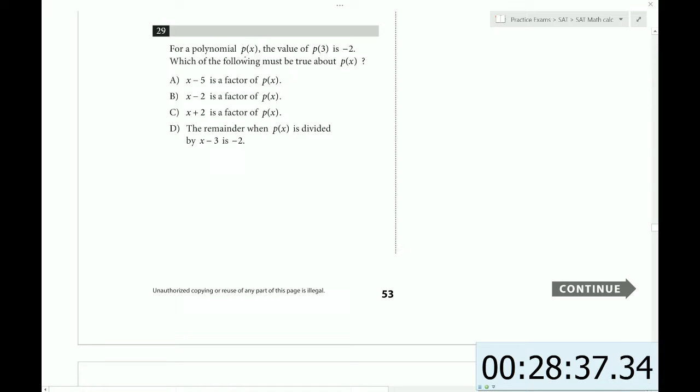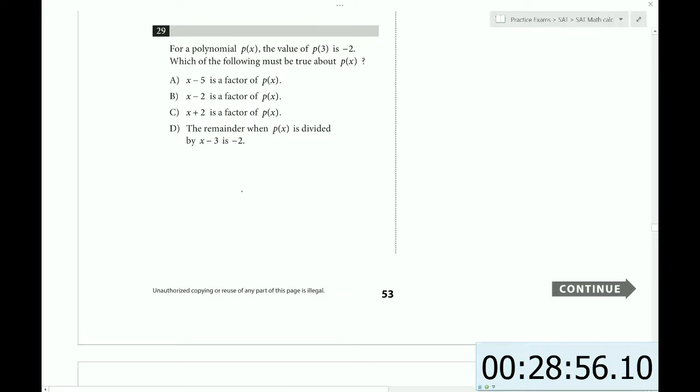For polynomial p of x, the value of p of 3 is -2. Which of the following must be true about p of x? Okay. So this is kind of like remainder theorem, right? But if you don't know remainder theorem, that's fine. You can pretty much gather it from the following ideas.